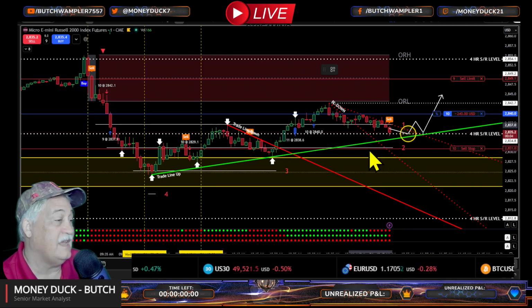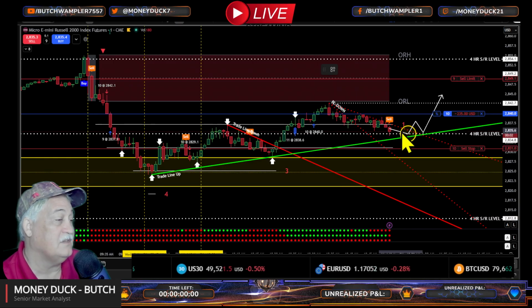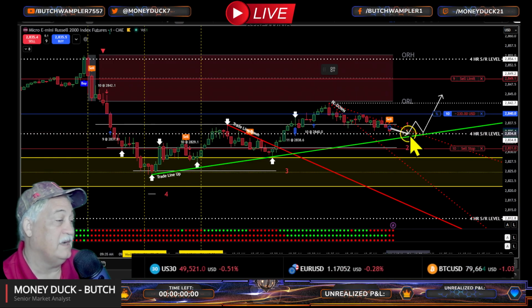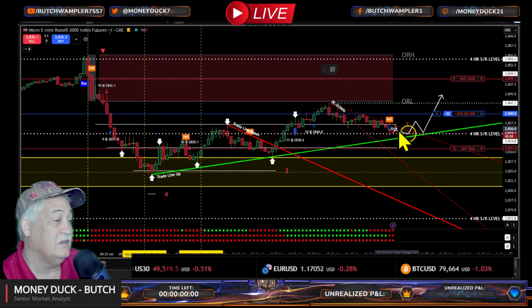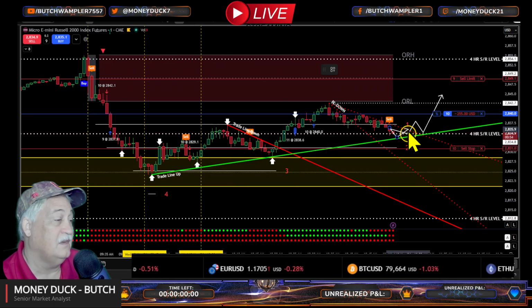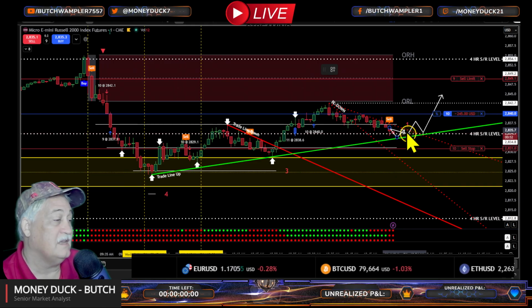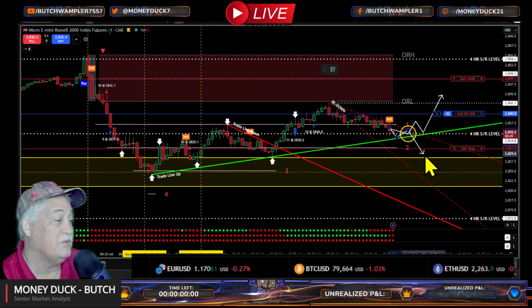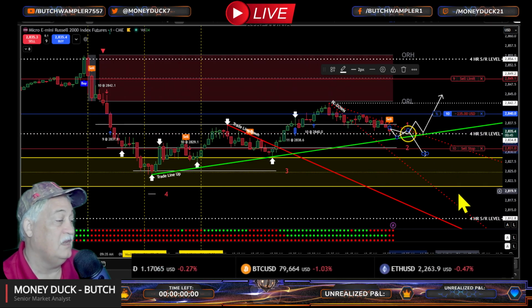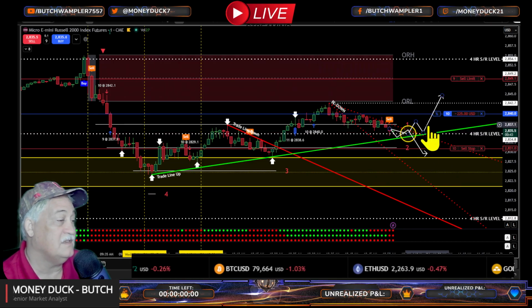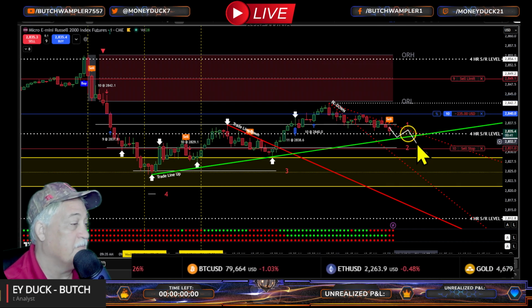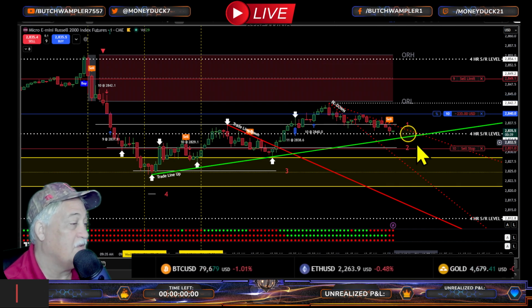But then we have to say, okay, if it comes down to this circle area, what else could it do? Well, right now we're seeing red candles, so it looks like it's coming down here. It could come over and test that red dashed line and push on through. So there's multiple things that could happen, and we don't know what's going to happen. So you just have to plan accordingly and get rid of all the things on your chart.